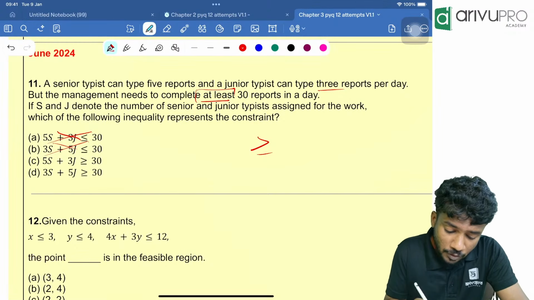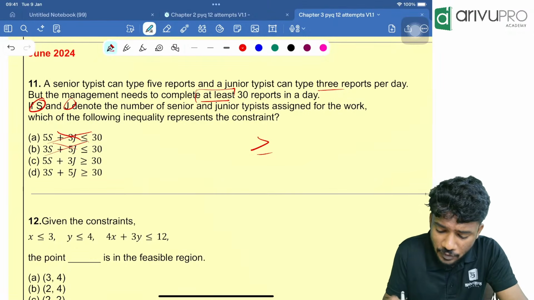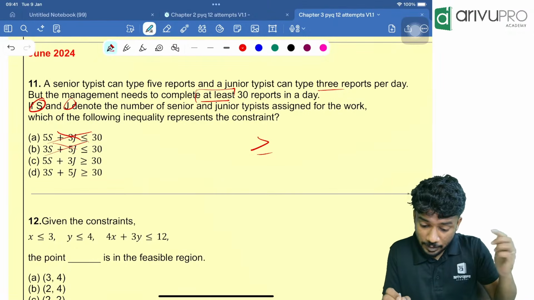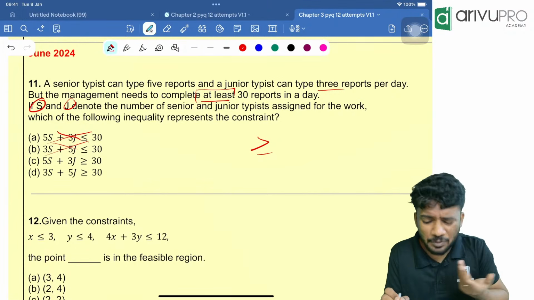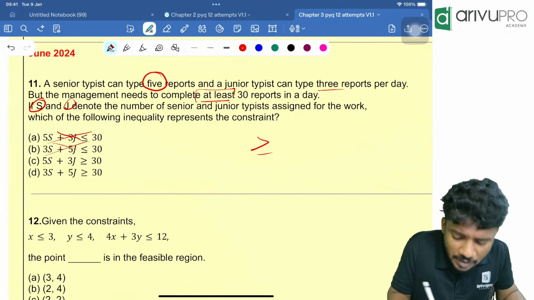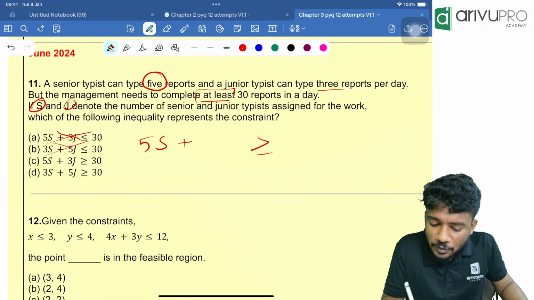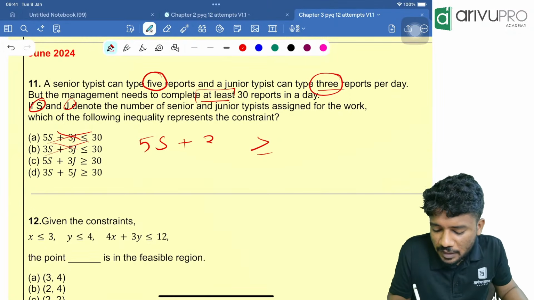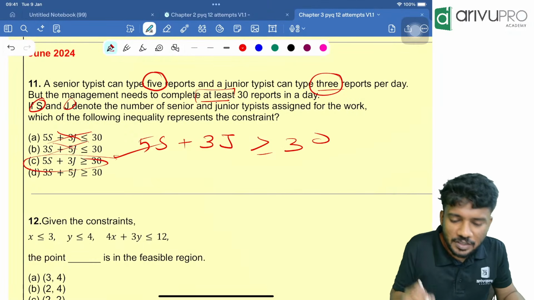Look here. S is for senior and J denotes the number of junior and senior typists respectively. Then what is the inequality is the question, a direct question. So tell me, senior typist types how many? 5. That means 5 into S plus junior types how much? 3 into J, greater than or equal to what? 30. Option C is your answer.